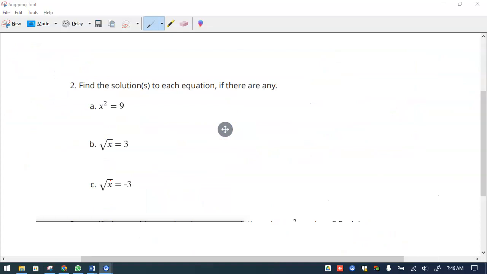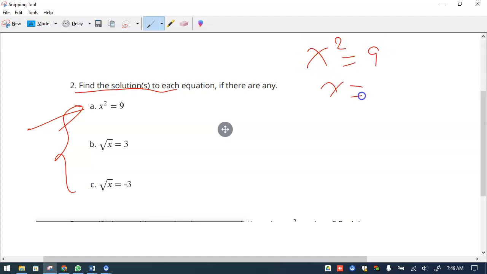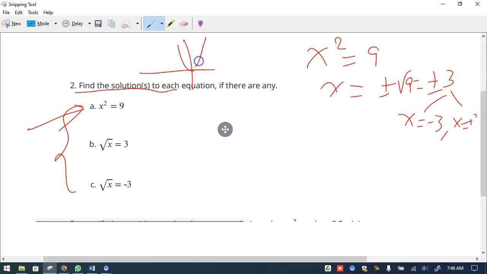Let's move to the second example. There are three problems, A, B, C. Find the solutions to each. The first one is x squared equals 9. We have seen that this can be written as plus or minus square root of 9, which is plus or minus 3. The two answers are x equals minus 3 and x equals plus 3. It's the same type of problem, and we want to know when the graph crosses 9.